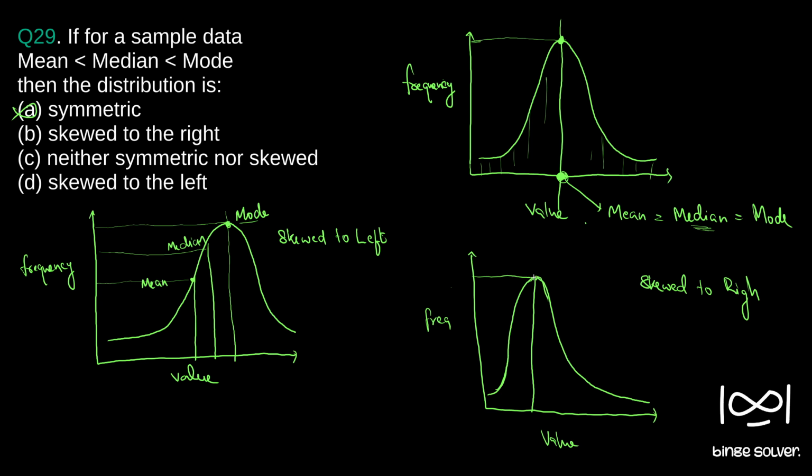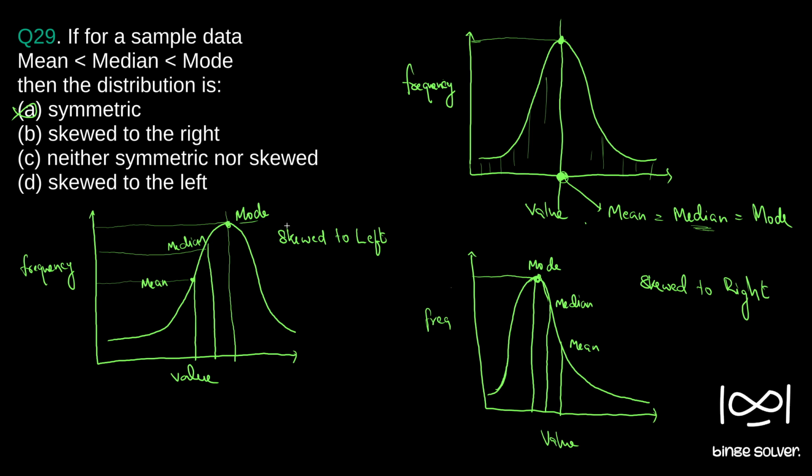Here the highest frequency number will be the mode, and the average value will come somewhere like this, which will be the mean, and the median will come somewhere like this. This is how mean and median will come. You can try drawing a graph. So this is what happens in skewed to left and skewed to right.